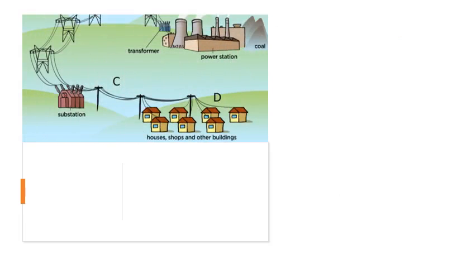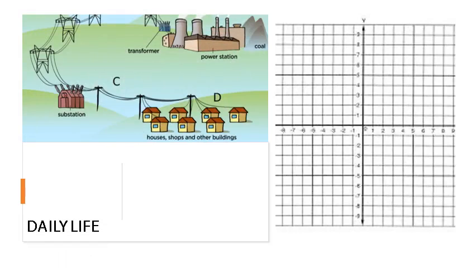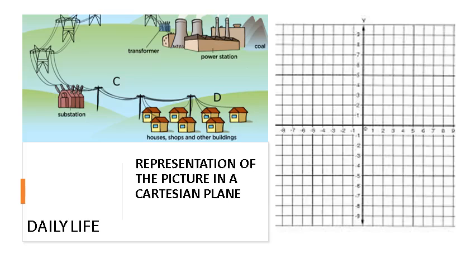Now here is a scenario we see in everyday life. Without electricity, we are not able to do any sort of work. Here, I have a powerhouse. The powerhouse sends the produced electricity through a transformer. From the transformer, the substation gets the electricity, and from the substation, the various places get the electricity.